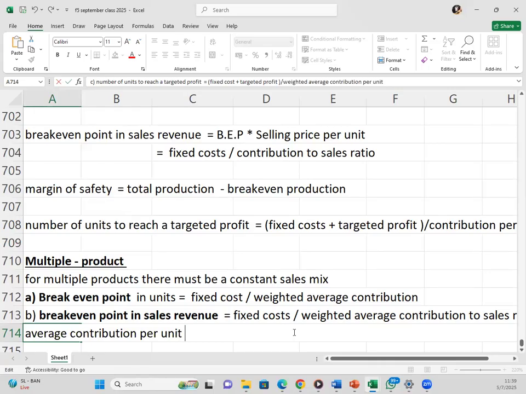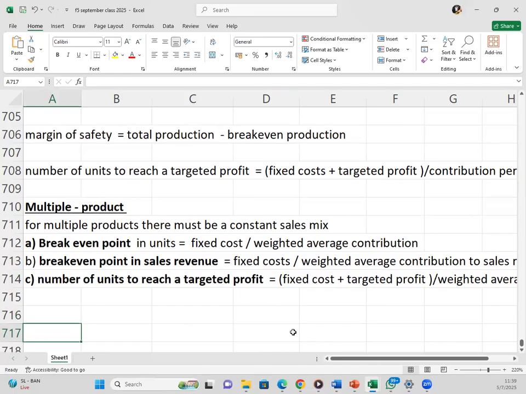It is over weighted average contribution. Now let's apply this to a question. Let's start with the first case of a single product. We just do one example, and the same for multiple products. The question will not indicate it's a single product, but the structuring of the question is different from that of a multiple product.